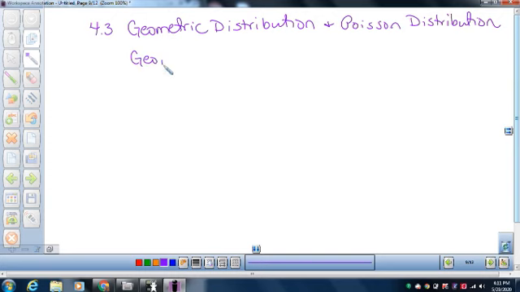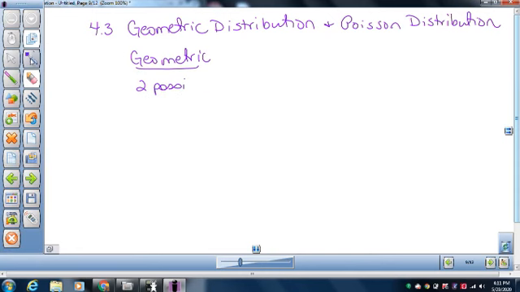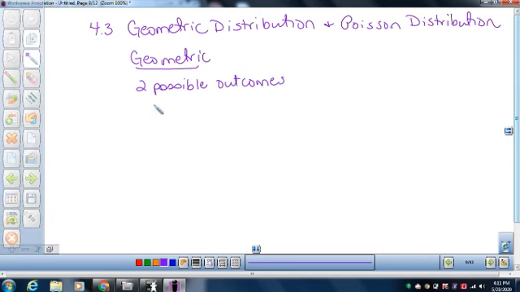Geometric is a lot like binomial. It has two possible outcomes, success and failure. It does not have an N. X is going to be when you get the first success. So the first success is what's key to geometric. You still have independent trials, and your probability still remains constant.